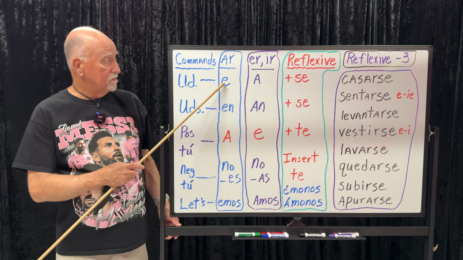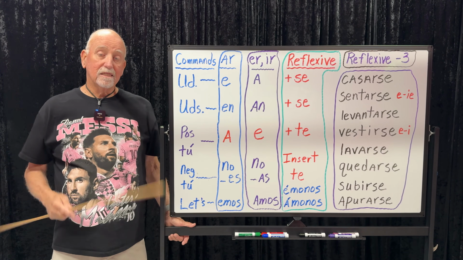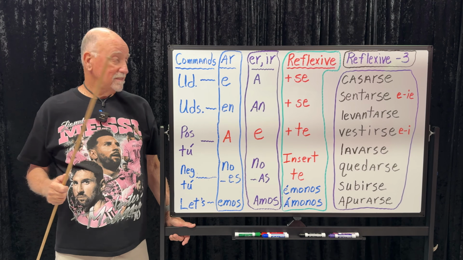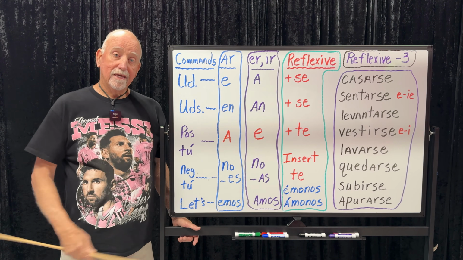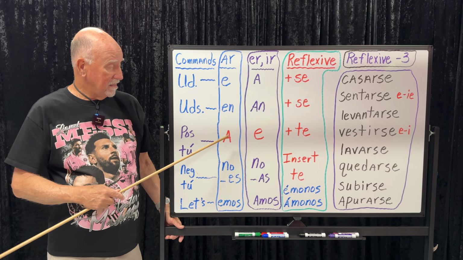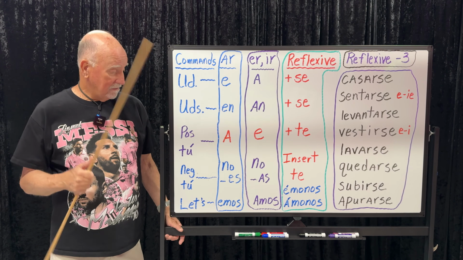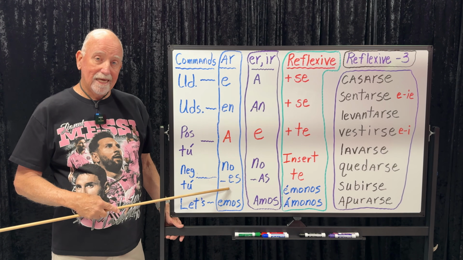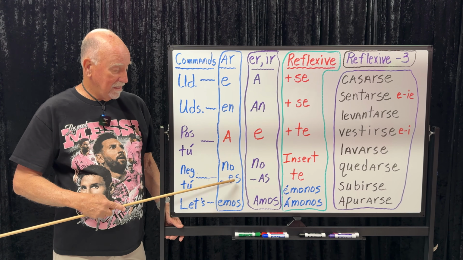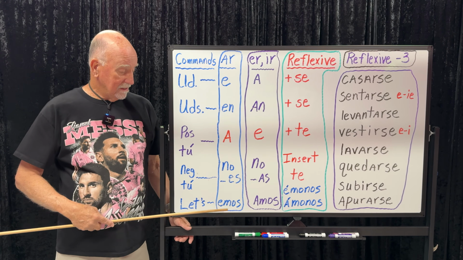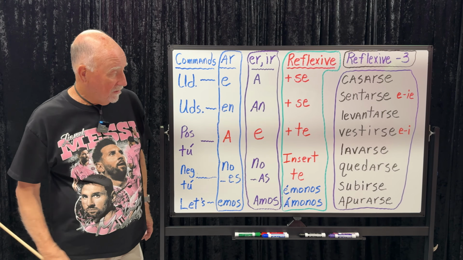Quedarse is to stay. How would you tell an usted person to stay? It's quede, add the se, accent on the E at the beginning of the command. Quédese. How do you say stay to a group of people? Quédense, add the se. How do you tell your buddy to stay? Quédate, accent on the E at the beginning of the command. Don't stay would be no te quedes. You need to insert te between the no and the command. Let's stay, quedémonos.